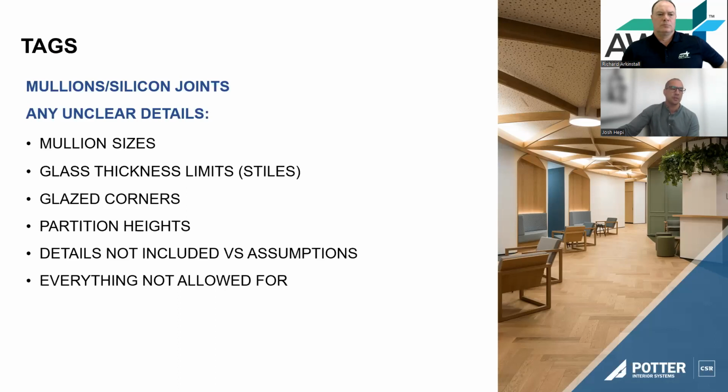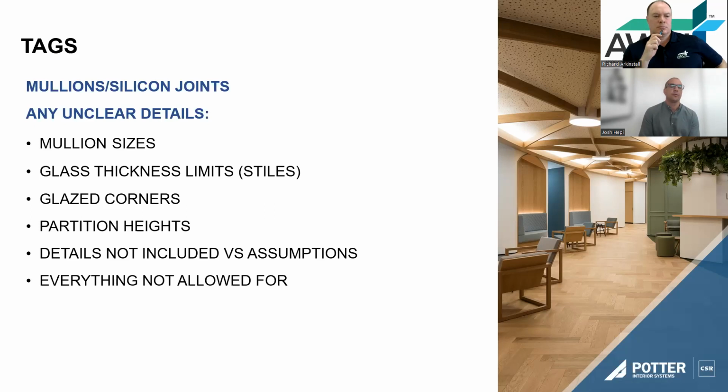Sometimes, as you're all aware, the details don't always highlight. They're not real clear, and sometimes it might look like there's mullions on the floor plan, but then in elevation you can't see any, or vice versa. So I would add tags around that, whether you've allowed for silicone joints or for mullions where necessary. And I would tag any and all details that are really unclear.